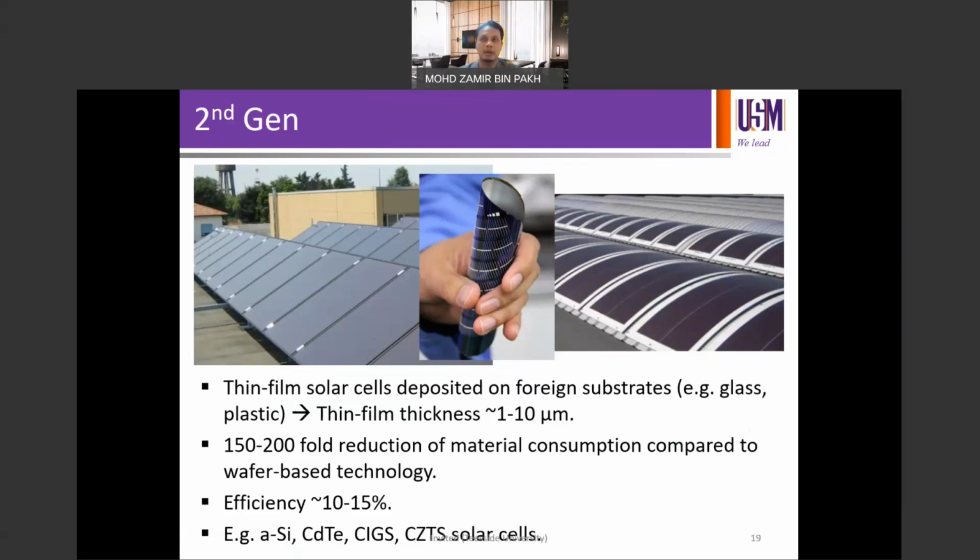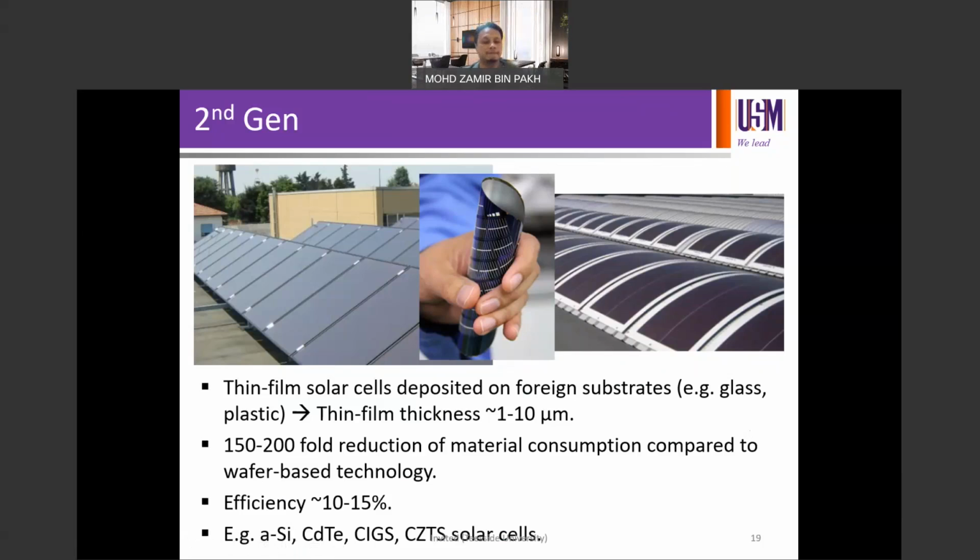So now companies manufacturing second generation solar cells find it more difficult to survive in the market, because the technology cost for the first gen has reduced tremendously. Okay, the efficiency of the second generation ranges from 10 to 15%.